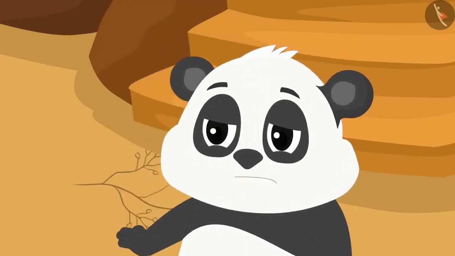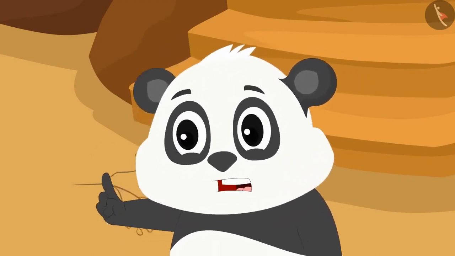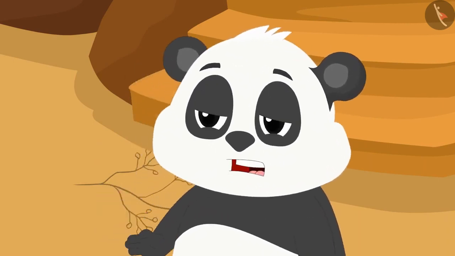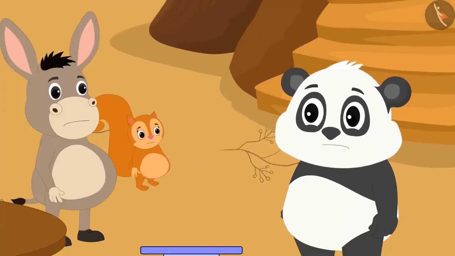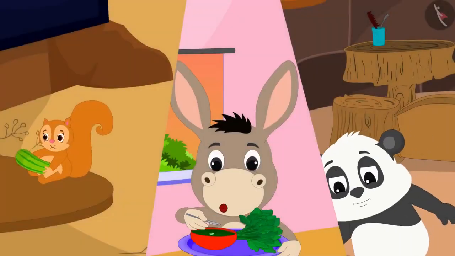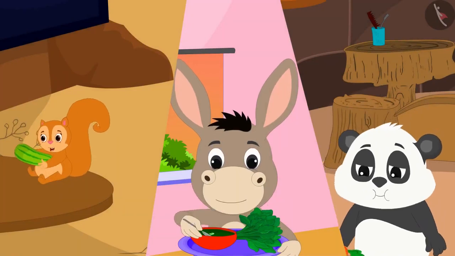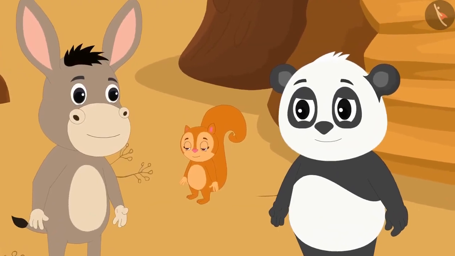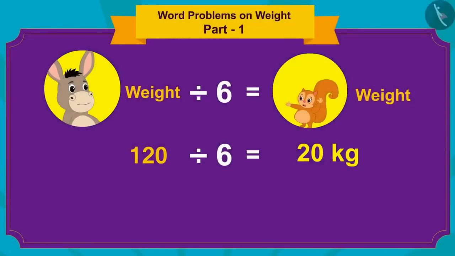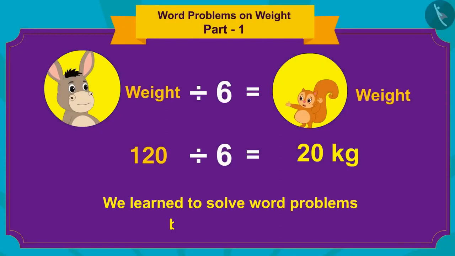From now on, we will eat only nutritious things and we will completely stop visiting the fast food stalls. Golu told Bhola and Chanda. The three friends started eating nutritious things and slowly they started losing weight. Children, in this video, we learned to solve word problems based on weight. In the next video, we will see some more interesting examples of this.